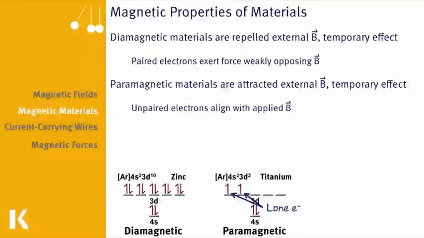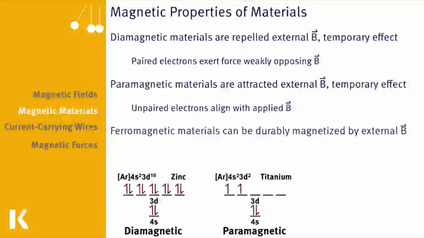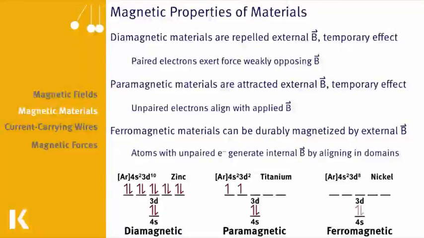These unpaired electrons align with that applied magnetic field, making for a slight force of attraction. And the third category are the ferromagnetic materials. These are materials that can become magnetized and stay magnetized by an external magnetic field. The reason they can be durably magnetized is because they are similar to paramagnetic materials in that they have unpaired electrons, but their magnetic field, once generated, is able to persist because of specific electron configuration properties within these materials.